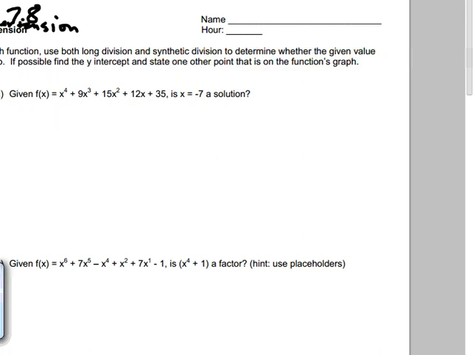So we start by putting a -7 in the little box, and then we look for missing terms first. Do you see any missing terms in this one or not? Nope, nothing missing. So I go 1, 9, 15, 12, 35. Draw the line.